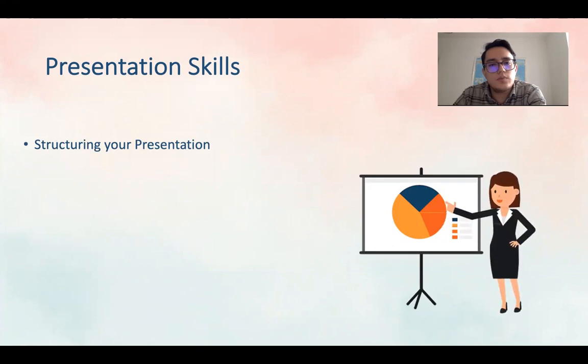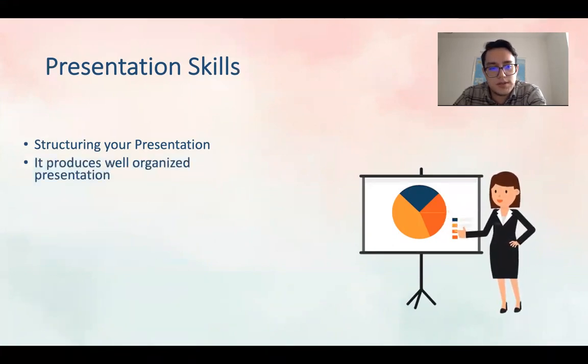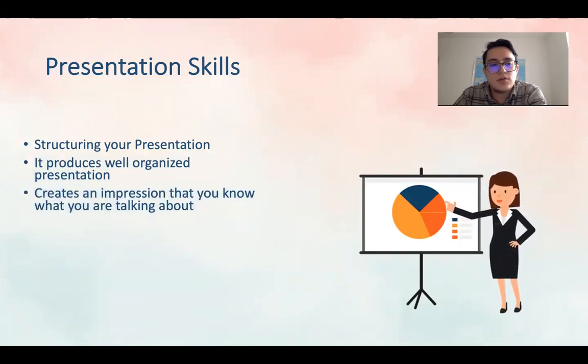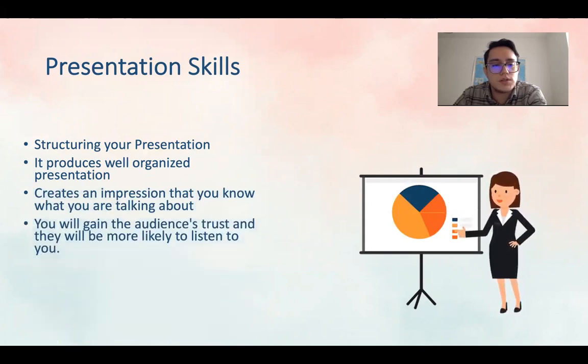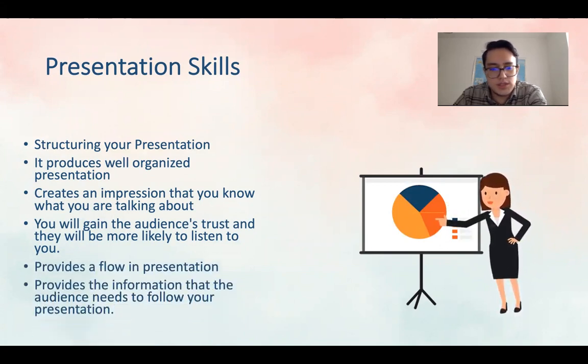So for presentation skills, structuring your presentation is important. It produces a well-organized presentation and creates an impression that you know what you are talking about. You will gain the audience's trust, and they will be more likely to listen to you. It provides a flow in the presentation, and provides the information that the audience needs to follow your presentation.